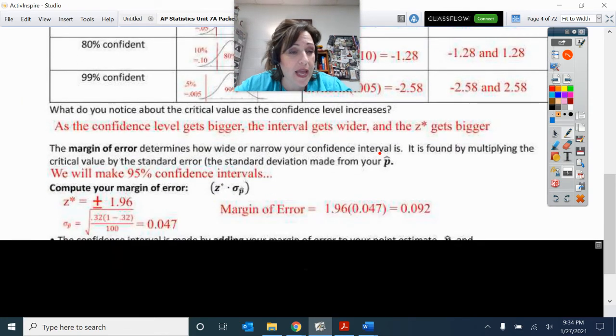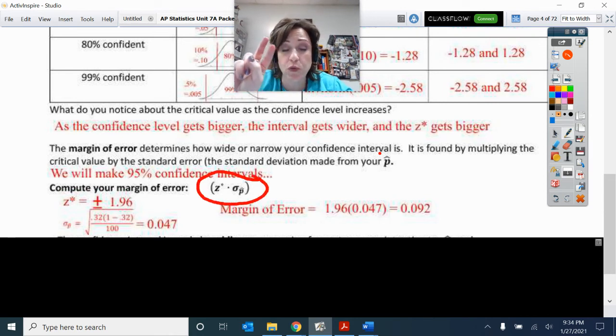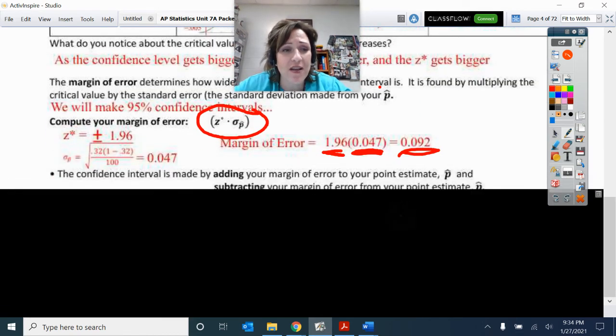So then we had that standard deviation of the p-hats, the standard error from before. So the margin of error is those two things multiplied together, and that is what makes the whisker. So that margin of error is that 1.96 times the standard deviation of the p-hats, 0.092. So let's finish this out.